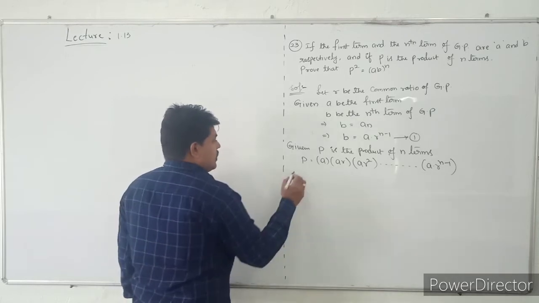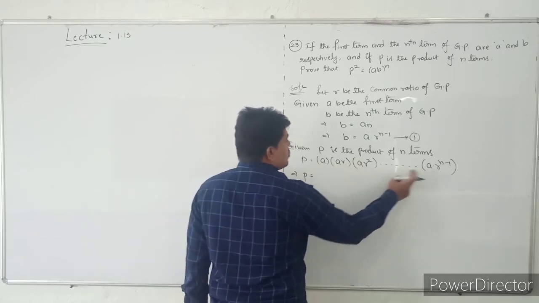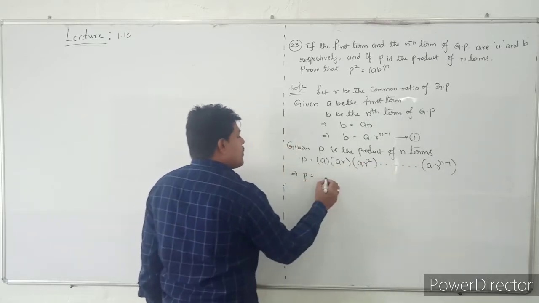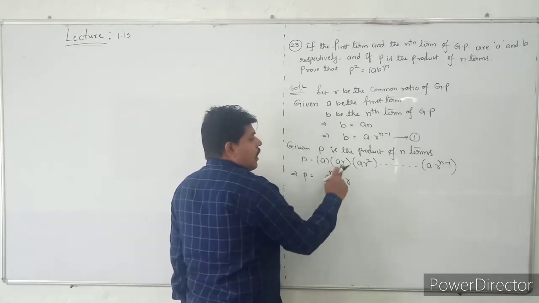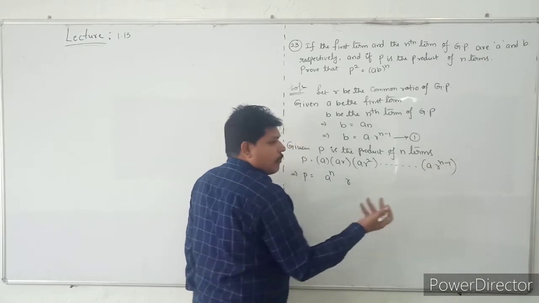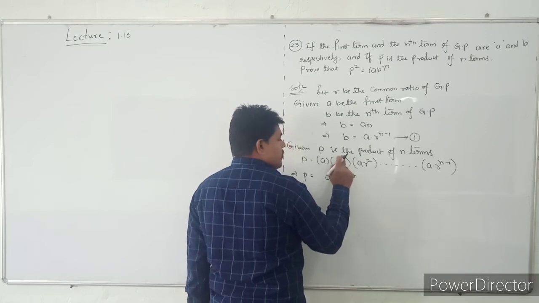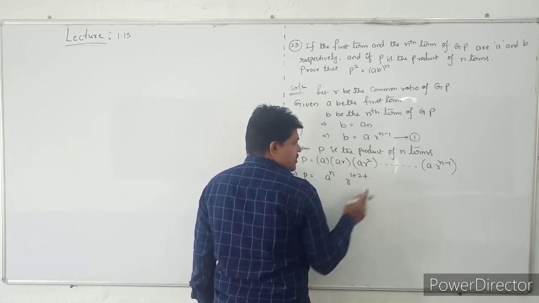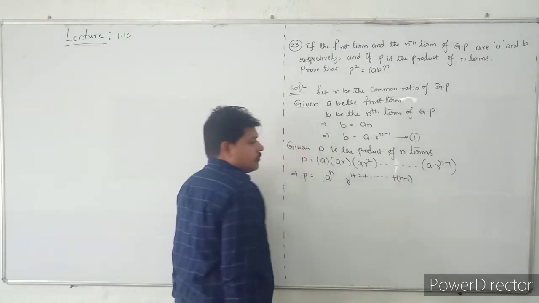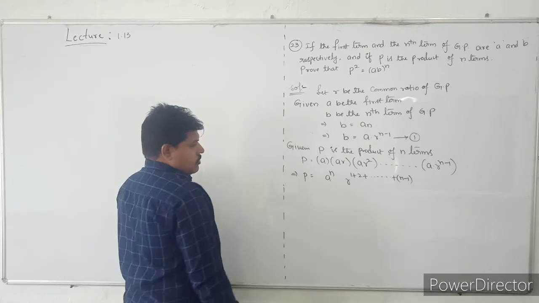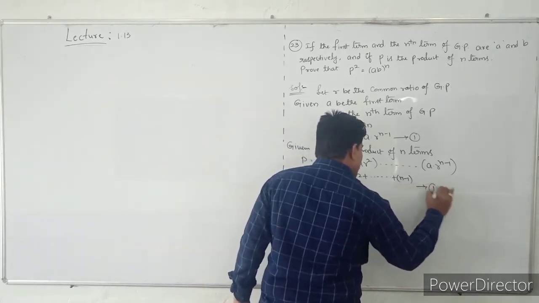So that implies P is equal to A into A and so on. How many terms are there? N terms. So automatically A power n into R into R square and so on R power n minus 1. The bases are equal, so we can add the powers: 1 plus 2 plus and so on plus n minus 1. I will take this as equation number 1.